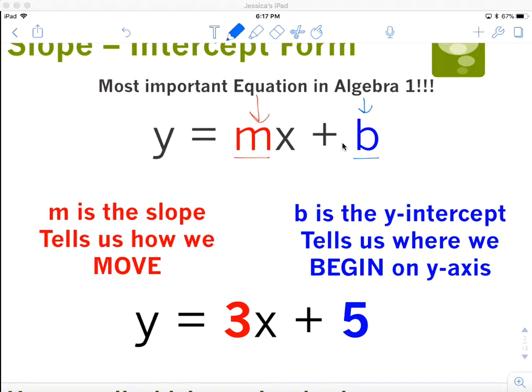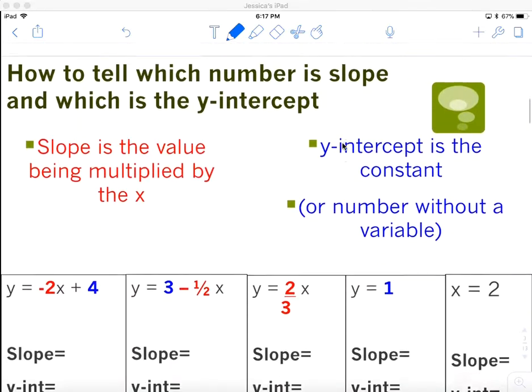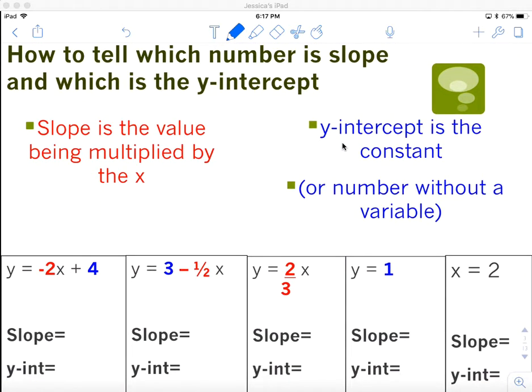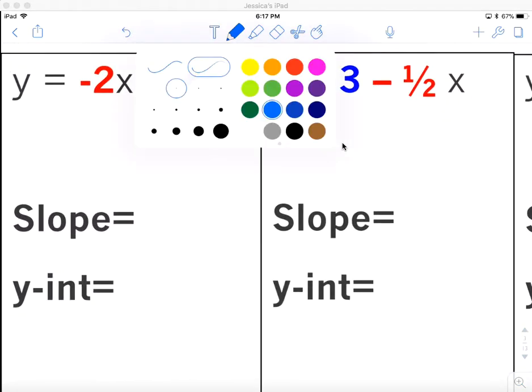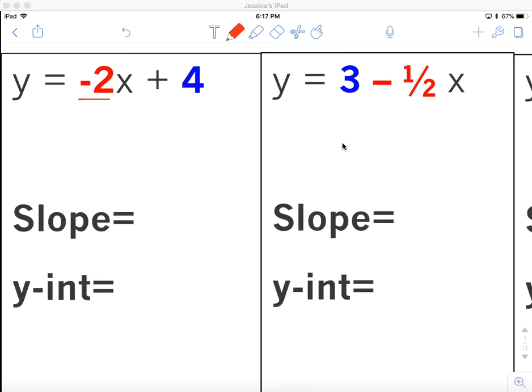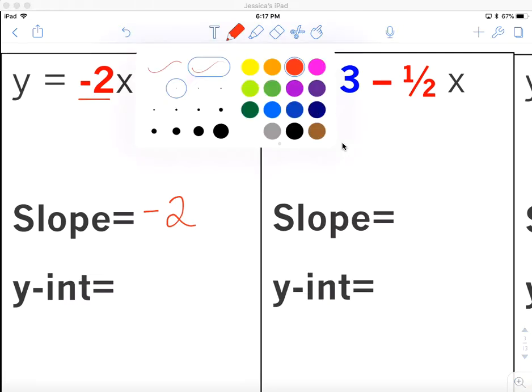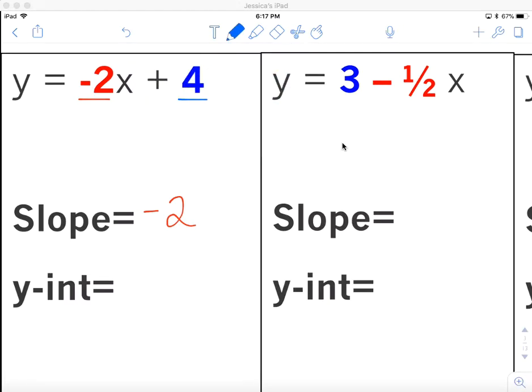Y-intercept means where your line crosses the y-axis. That's also where we're going to begin. So, the first thing you need to be able to do is say what the slope is and what the y-intercept is. So first, looking at our first example, y equals negative 2x plus 4. My slope is the number in front of x, so in this case, my slope is negative 2. The y-intercept is the number alone, which would be 4.